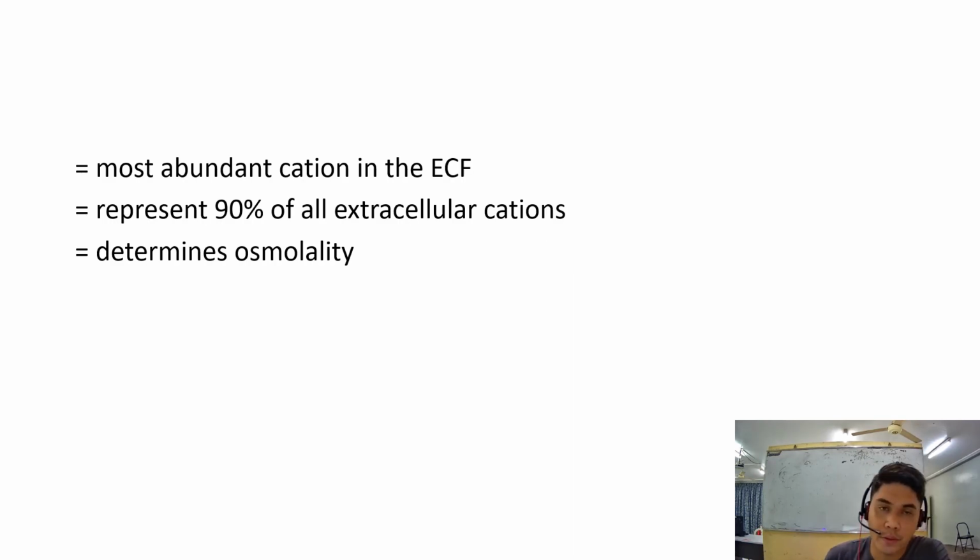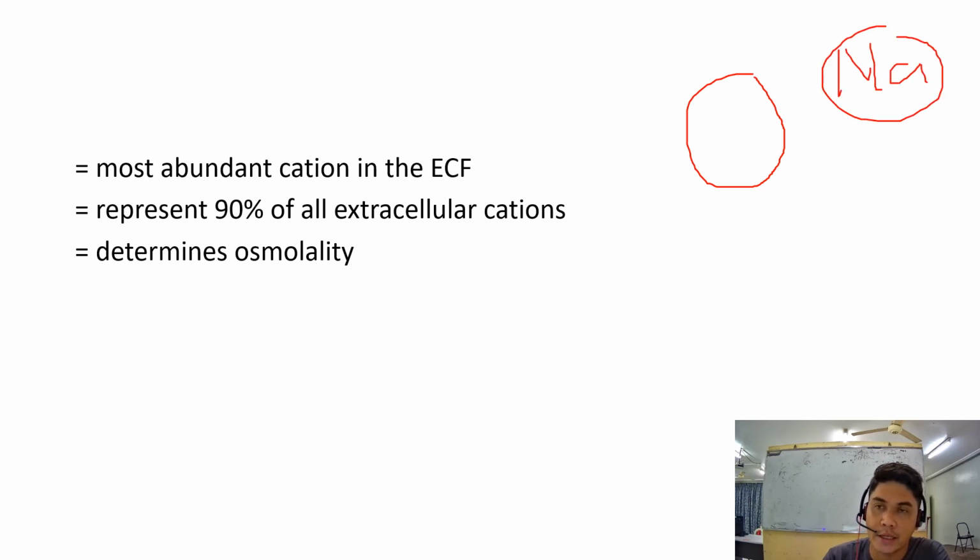So sodium is the most abundant cation in the ECF. The common location of sodium is in the extracellular fluid, outside the cell. So if this is the cell, usually sodium is outside. This is a cell and this is sodium outside the cell. So that's for sodium.